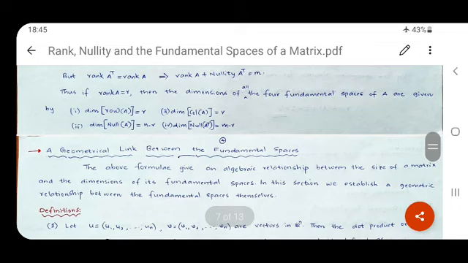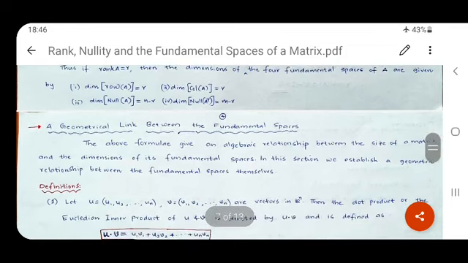Now let us establish a geometrical link between the fundamental spaces. The above 4 formulae give an algebraic relationship between the size of the matrix and the dimensions of its fundamental spaces. So in the following section, we establish a geometrical relationship between the fundamental spaces themselves. So we require certain definitions.